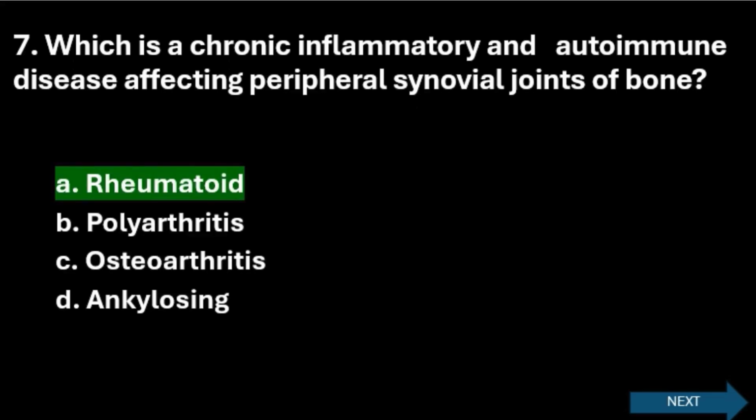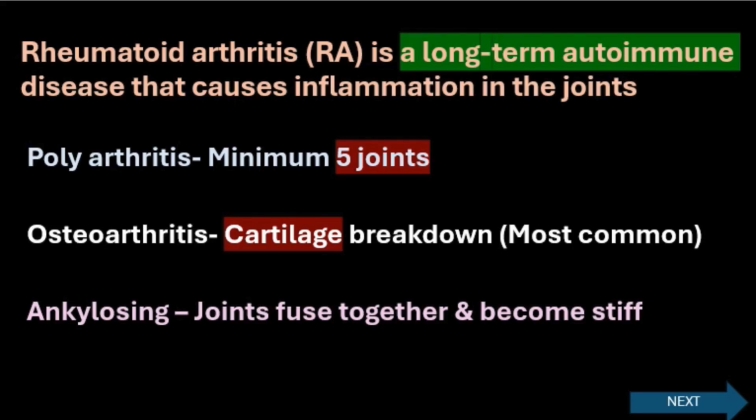Here you can see the explanation. Rheumatoid arthritis is a long-term autoimmune disease that causes inflammation of the joints. Polyarthritis will include a minimum of 5 joints. Osteoarthritis is where the cartilage will be broken down. This is the most common arthritis. Ankylosing means the joints fuse together and become stiff.